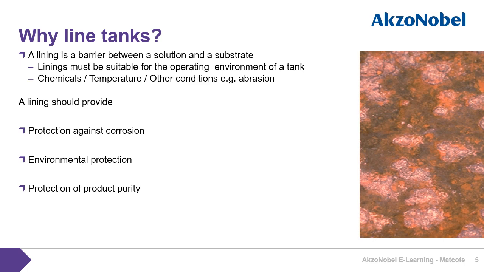A lining must also provide environmental protection. Some studies have suggested over 7 million US gallons or 26.5 million litres could be lost each year in leaks in just North America alone. And also protection of product purity. So this is the lining of whole tanks to prevent contamination against rust particles and so on.